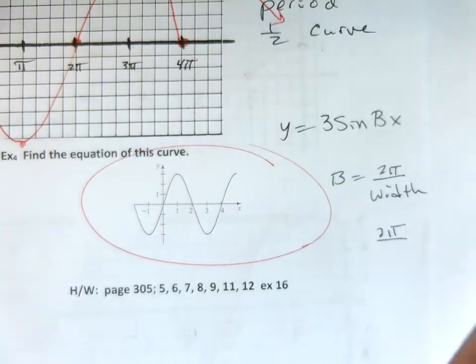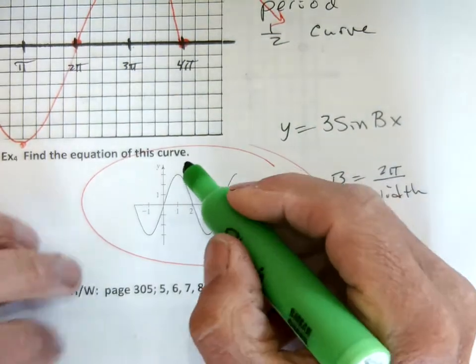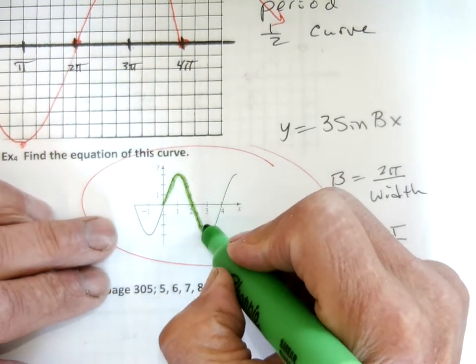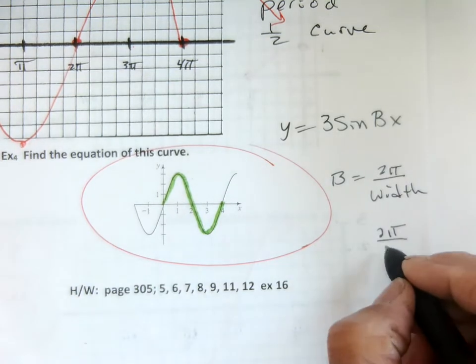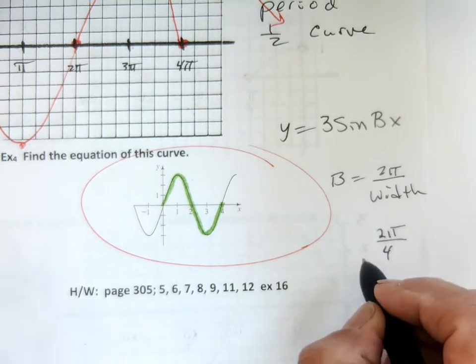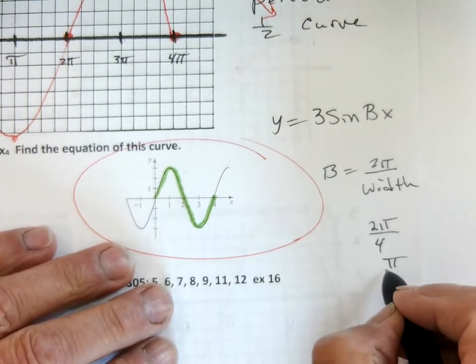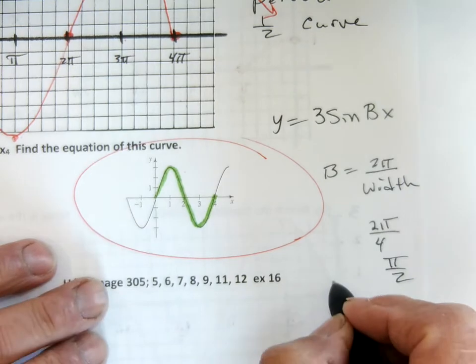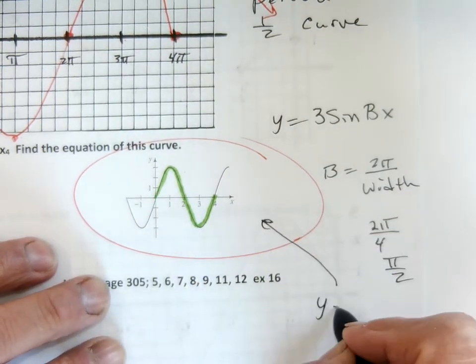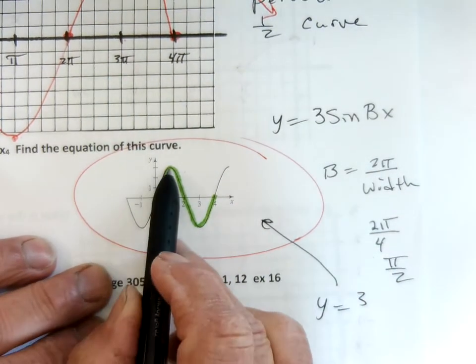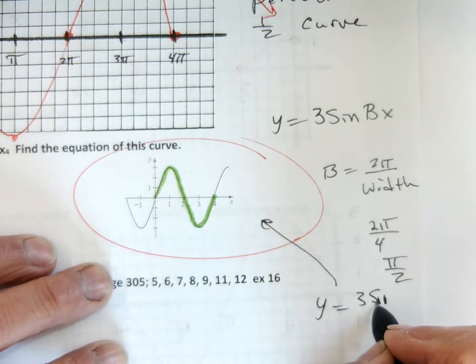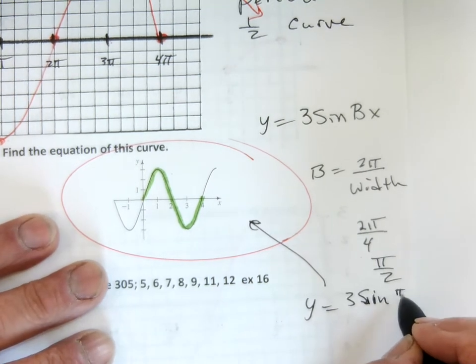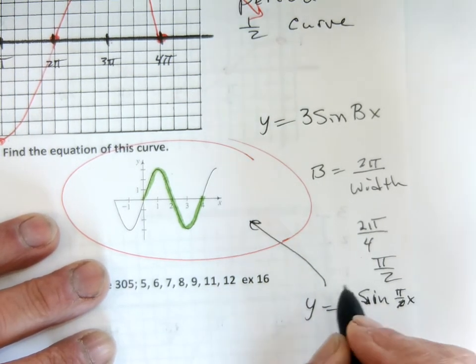What's the curve width? Let's see, hold on, let me get my pen. Curve width, let's see, I'm going to take a roller coaster ride, I'm going to go whee and stop right there, right? It's one ride, and then I go again. So that has a curve width of 4. If I reduce this, I can reduce this to pi halves, okay? So here's my answer to this curve. Y equals 3, because the amplitude goes up to 3 and down to 3, times the sine of pi halves x.